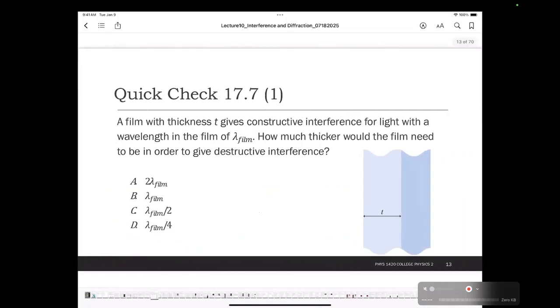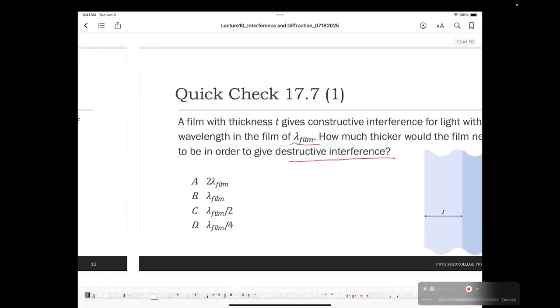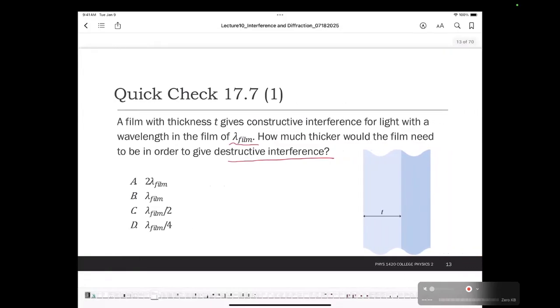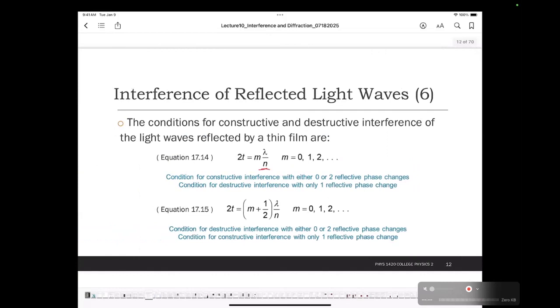Okay, let's review some quick check questions. The first one is: the film with thickness T gives constructive interference for light with a wavelength in the film of lambda film. How much thicker would the film need to be in order to give destructive interference? Which means we need to find how much thicker the film would need to be to give destructive interference. So we need to use this equation. Let's write this down.